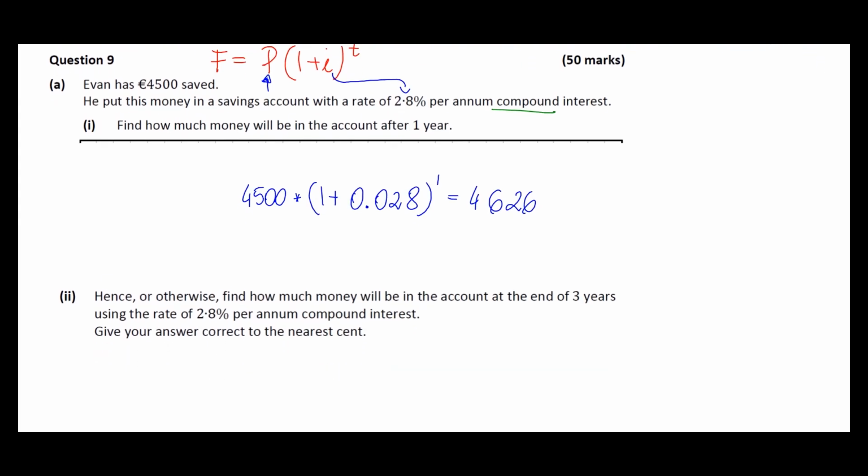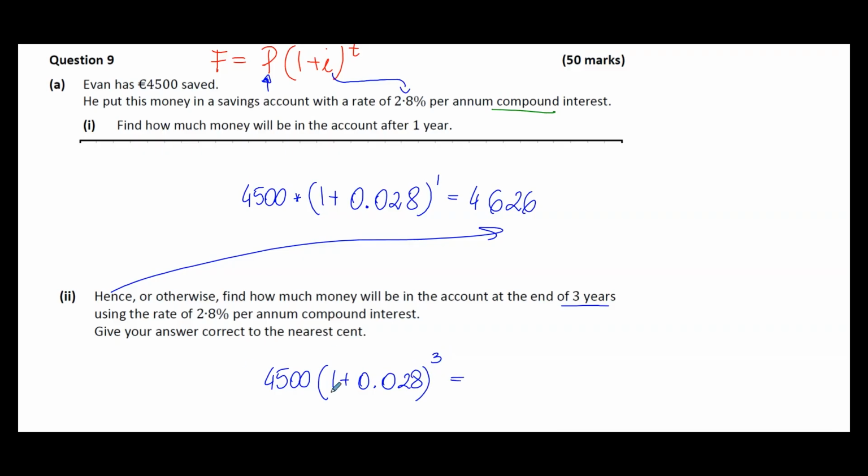Now, what happened in the second part? Hence, so therefore, with that knowledge or otherwise, find how much money will be in the account at the end of 3 years, using the rate of 2.8% per annum compound interest. Okay, so again, we can either build on that or, easier, we'll be saying today we have 4,500 at an interest rate of 0.028, and it goes there for 3 years.